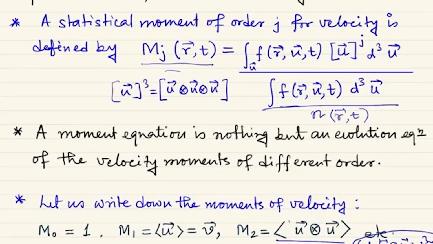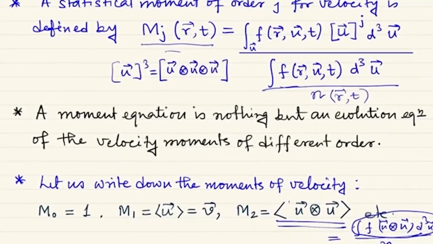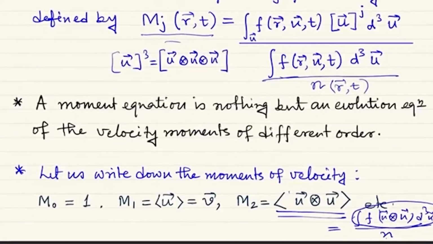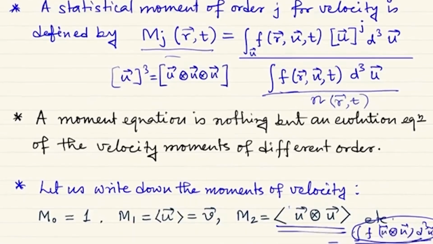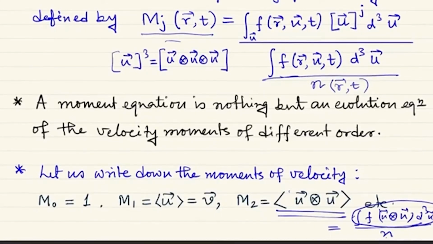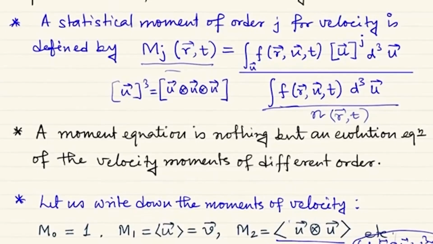Okay, so that thing should be clear. I am not sure whether it was perfectly visible. So once again, the angular bracket means the integration of that quantity along with the distribution function in the velocity space divided by the number density.